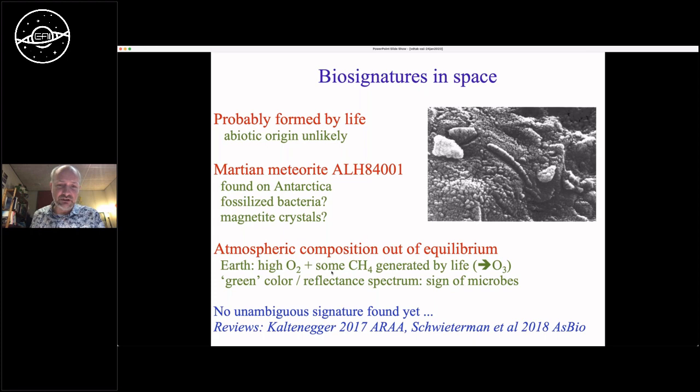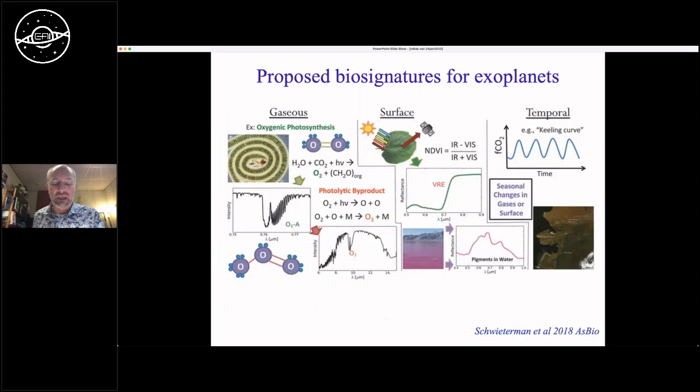Atmospheric composition I mentioned as a method, with O2 and methane. Other people use the color, in particular the reflectance spectrum, and the chlorophyll of plant leaves has a very distinct reflectance spectrum, for example. So this is sometimes what people also suggest as a biosignature for exoplanets.